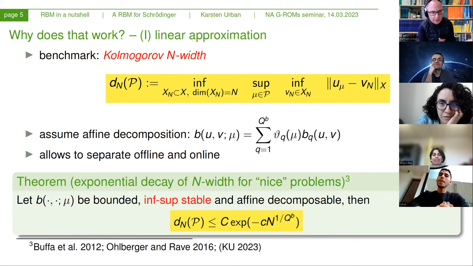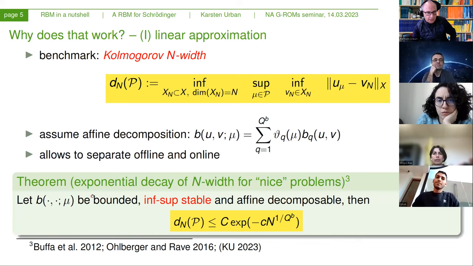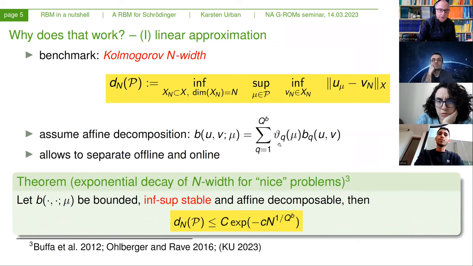So that is exactly the decay of the solution manifold. Now the result of Buffa et al., they prove it for the special case of the thermal block example, which I think many of you know. And the result by Ohlberger and Rave is exactly as stated here, with the only exception that inf-sup is coercive. And in fact, the only thing that they assume is that P is compact, so the parameter set is compact, and that here you have this affine decomposition. And then they prove exactly this result that you get exponential decay rate.